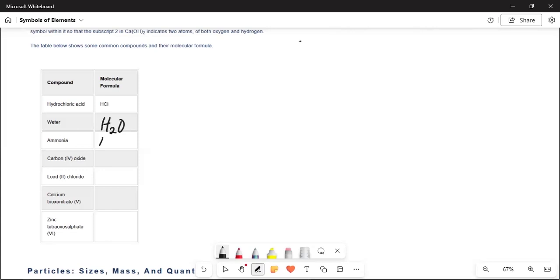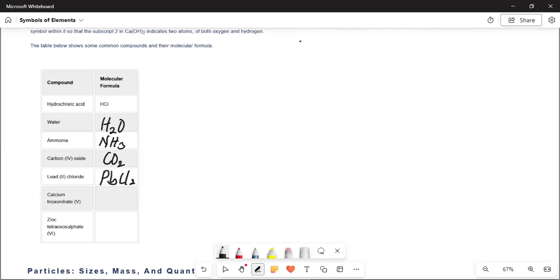Ammonia is NH3, that's one atom of nitrogen to three atoms of hydrogen forming a molecule of ammonia. And carbon dioxide is CO2, and lead(II) chloride is Pb for lead, then chloride, Cl2, because it's lead(II) chloride. You will see where the 2 is coming from when we talk about valency and how to write the chemical formula of a compound from the component elements and from the component groups.